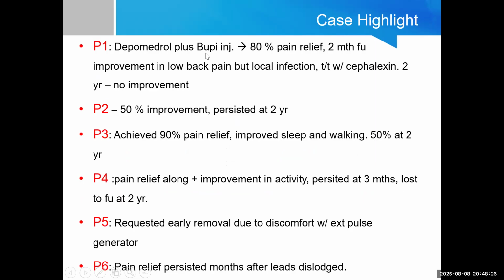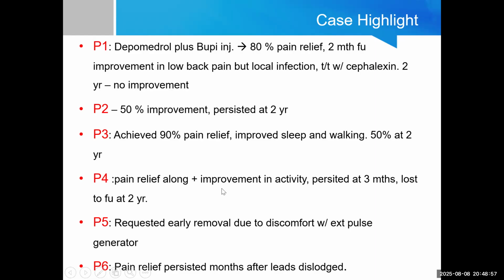In patient 1, they did a diagnostic block, which gave 80% pain relief. At 2-month follow-up, the patient did have improvement in back pain, but a local infection was there, which was treated with antibiotics. And at the end of 2 years, there was no improvement, despite the diagnostic block having fantastic improvement. Patient 2, 50% improvement, which persisted at 2 years. Patient 3, 90% pain relief, also improved sleep and walking. But at the end of 2 years, it was still at 50%.